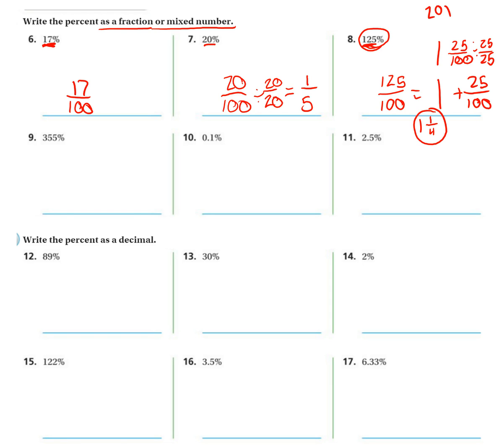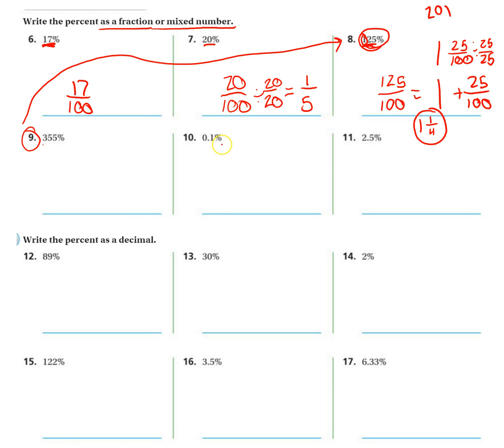Okay. I'm going to let you try number 9 on your own. Number 9 is going to be very similar to number 8, because you have 300%, 355%. So you're going to have 3 wholes. Here you had 1 whole. With 300%, you're going to have 3 wholes, and then 55 additional percent, and you're going to want to simplify that.